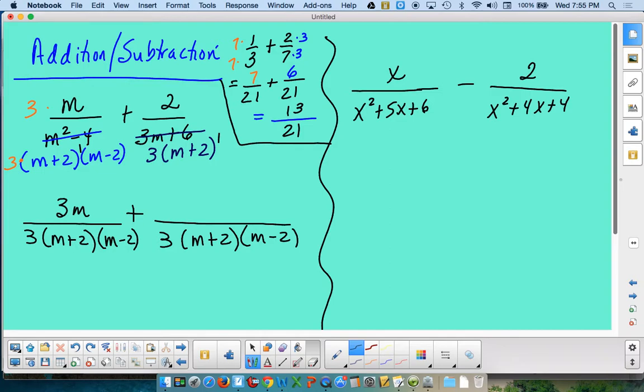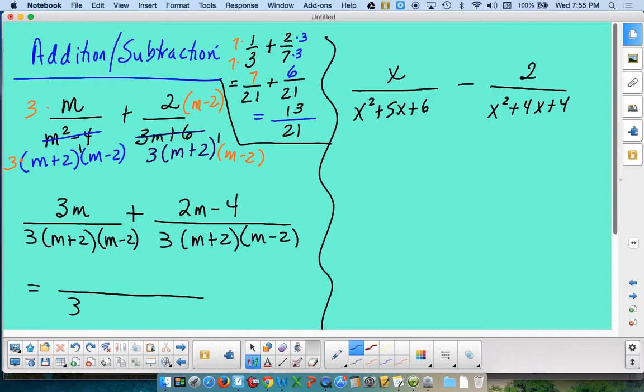Second fraction, what is it missing in the common denominator? It doesn't have m minus 2. So I'm going to multiply it by m minus 2, distribute that 2, which is going to give me 2m minus 4. Now I have the common denominator, and this is the step people tend to forget. They make the common denominator, then they start trying to cancel things. Why did you make a common denominator? So you could add them together.